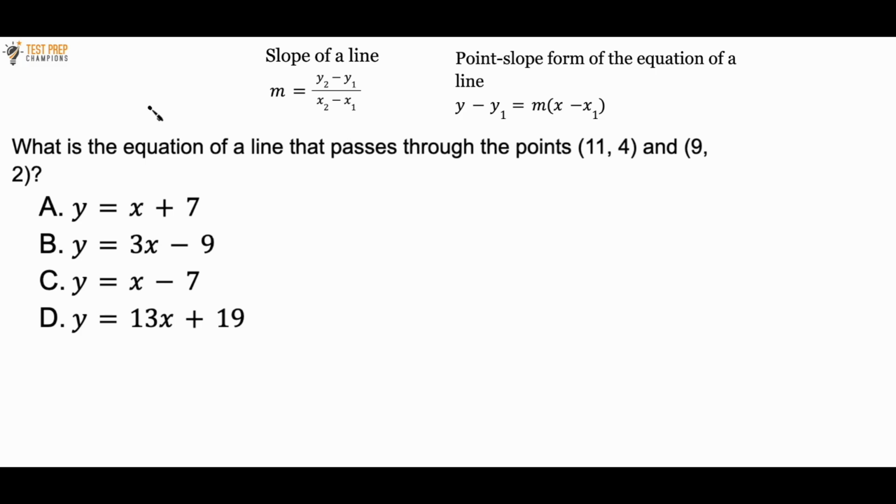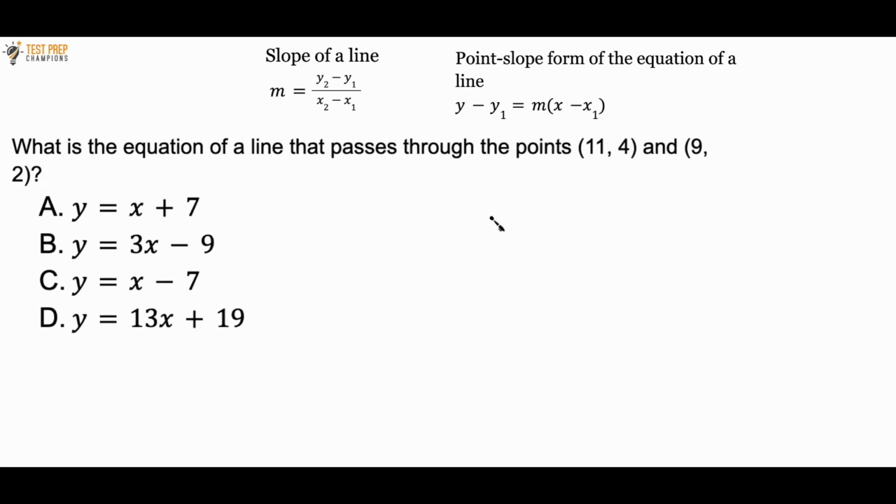Let me give you a chance now, if you'd like to pause the video and try this question out. And if you get stuck, don't worry about it, because we're just going to go over the answer. Okay, so the first step here is to find the slope. What we see here are 2 pairs of numbers, right? We've got (11, 4) and we have (9, 2).